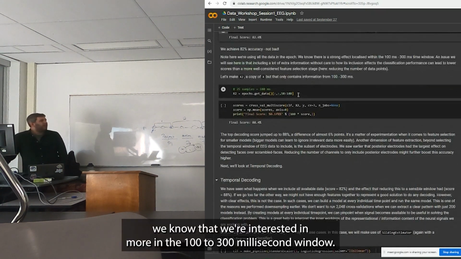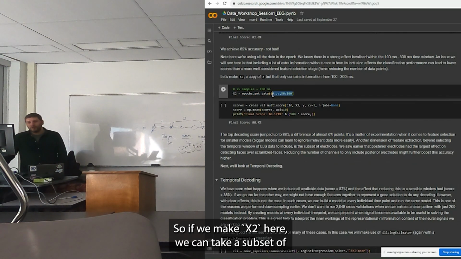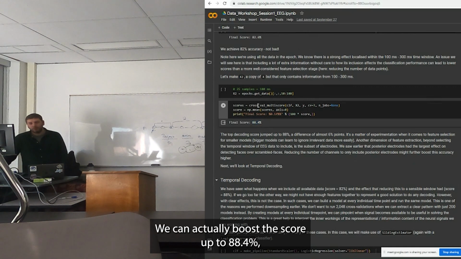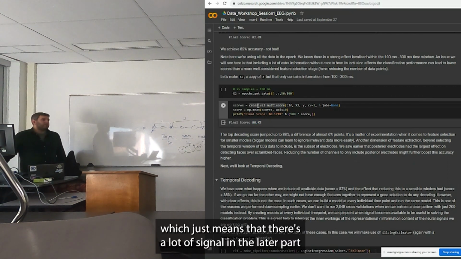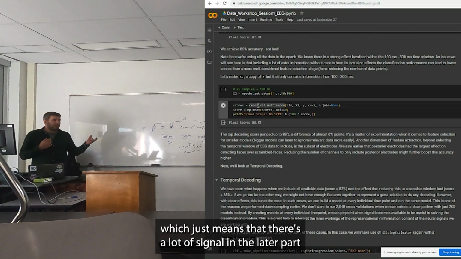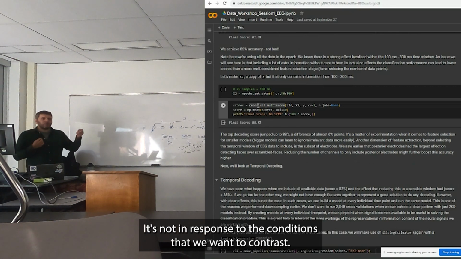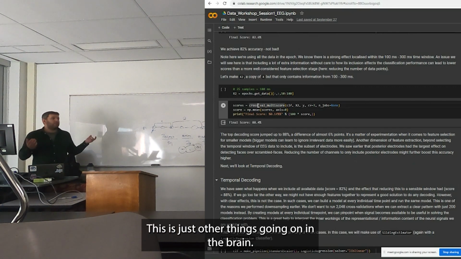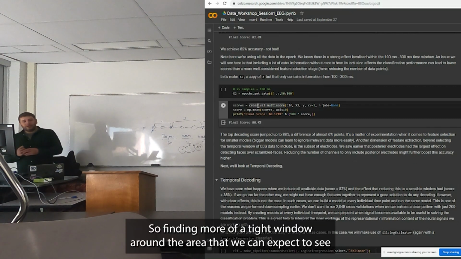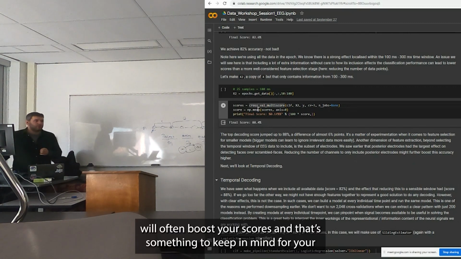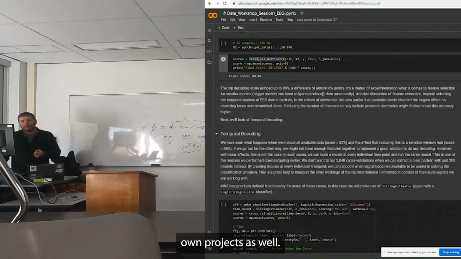What we can also do is, since we know we're more interested in the 100 to 300 millisecond window, make X2 here, taking a subset of the time window which represents 100 to 300 milliseconds, and run the same thing again. We can boost the score up to 88.4%, which just means that there's a lot of signal in the later part being recorded by the EEG, but we know it's not in response to the conditions that we want to contrast. This is just other things going on in the brain, adding extra noise. So finding a tighter window around the area where we expect to see a result will often boost your scores, and that's something to keep in mind for your own project as well.